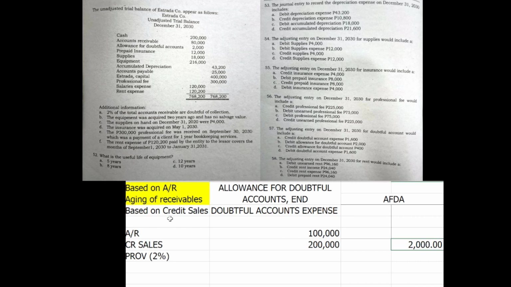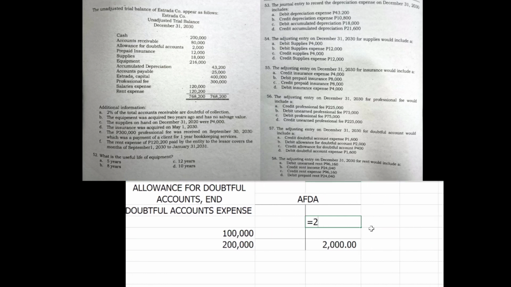Pero kapag sinabi natin based on credit sales, so doubtful accounts expense siya. Mangyayari, dito siya pupunta sa ating sa gitna. So kasi ang entry natin dyan, debit tayo ng doubtful accounts expense, credit tayo ng AFDA. So mangyayari dyan, 200,000 times natin sa 2%, so that is 4,000.